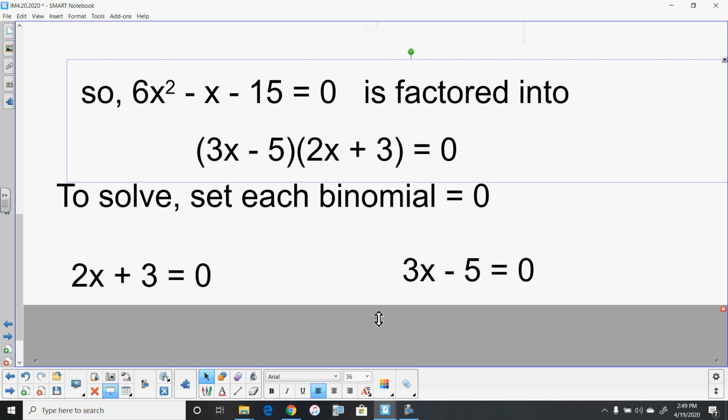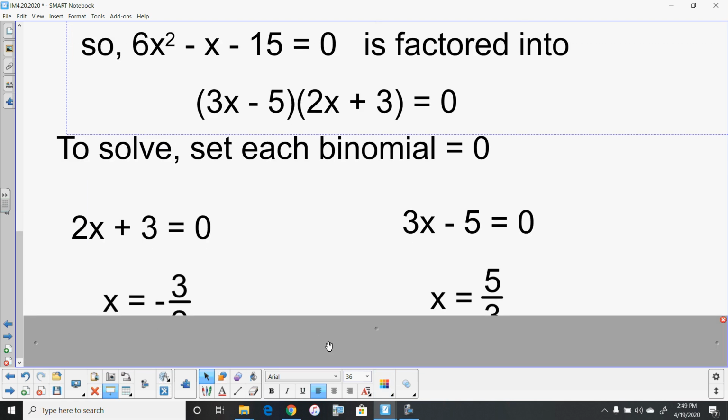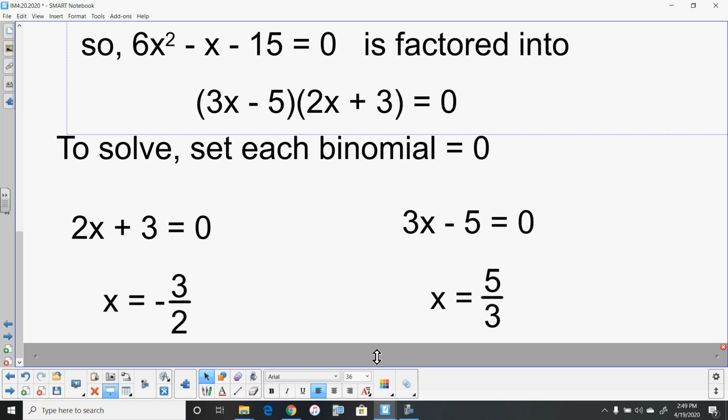Solving those equations is only 2 steps. I'm not going to review how to do that because I know you guys can solve 2-step equations. So in this one I subtract 3 from both sides, divide by 2, and get negative 3 over 2. Add 5 to both sides, divide by 3. X equals 5 over 3.